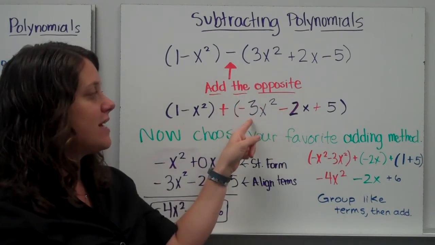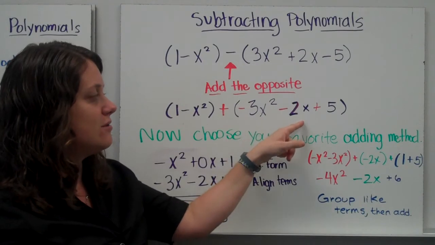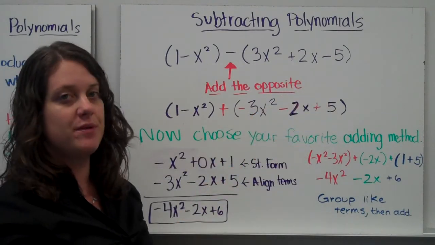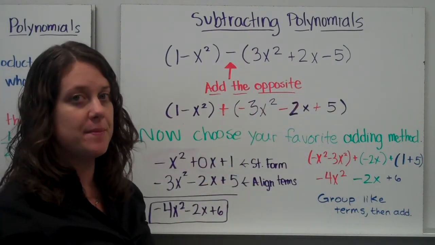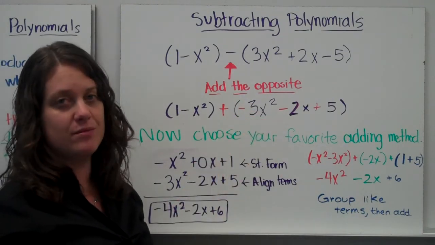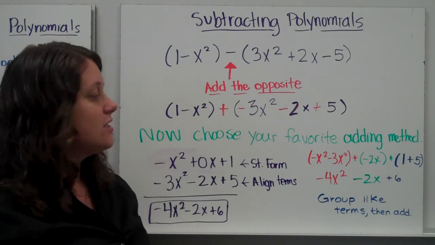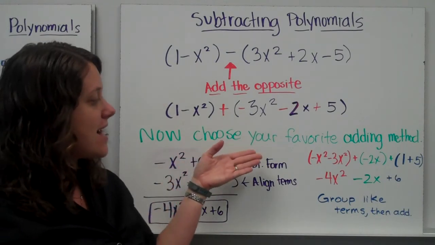So in the red, you see I changed them to their opposite. So 3x squared became negative 3x squared, a plus 2 became a minus 2, and a minus 5 became a plus 5. So you change everything to its opposite. Once you've done that, now you just have an addition problem. So you just go back to exactly what we just learned about adding polynomials. So you can see here, you choose your favorite adding method.